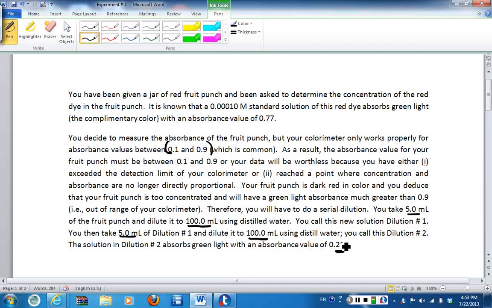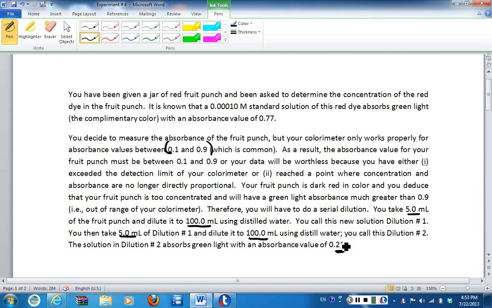So what you can do is using this information, using the absorbance value that you have for dilution 2, and using the amount that you diluted with, you can back calculate from the least concentrated and determine the actual concentration in that concentrated solution that was too concentrated for your colorimeter to accurately read.